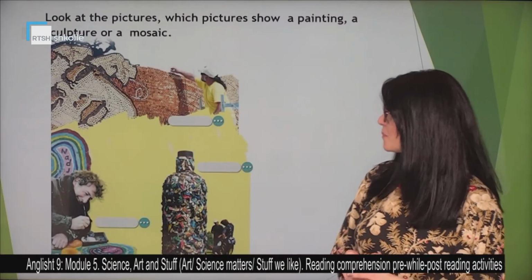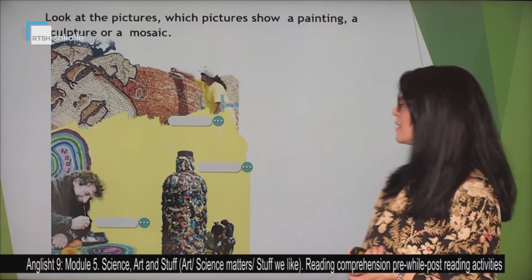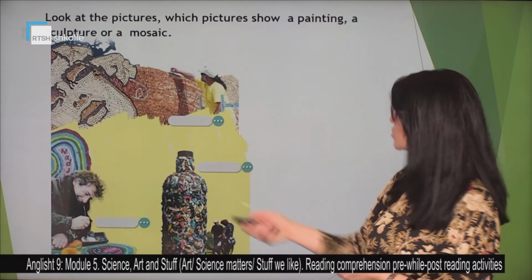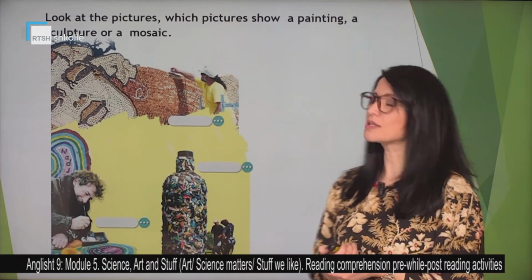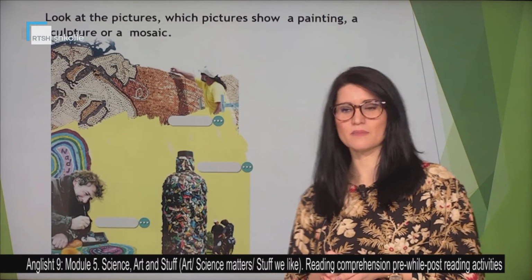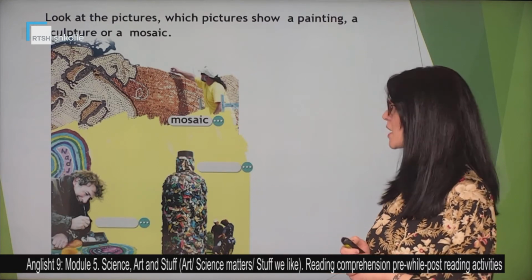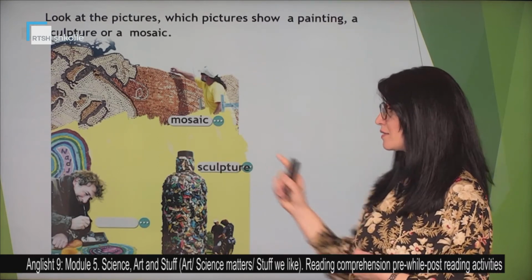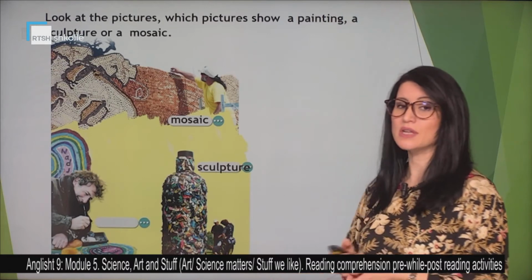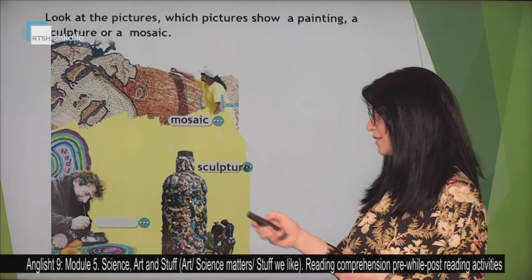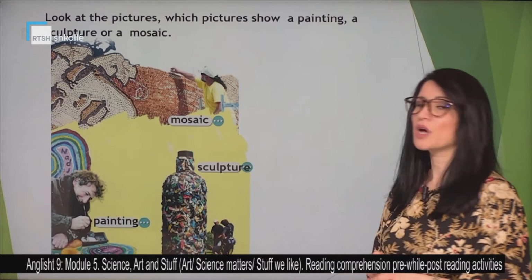Now we have got a picture here. Please have a look at it. Tell me, which of these pictures shows a painting, a sculpture, or a mosaic? So, here we've got a mosaic. Let's go on. This one is a life-size sculpture. And then we've got a painting.